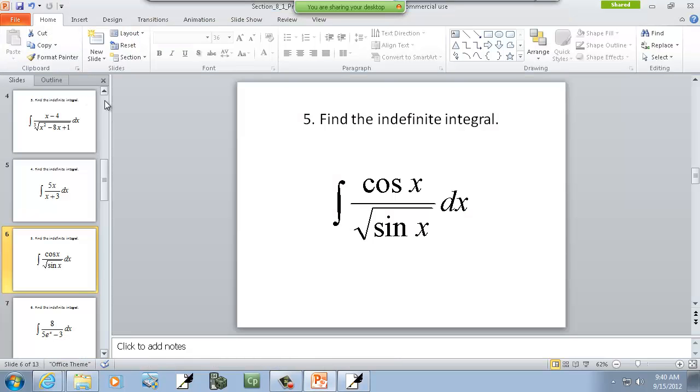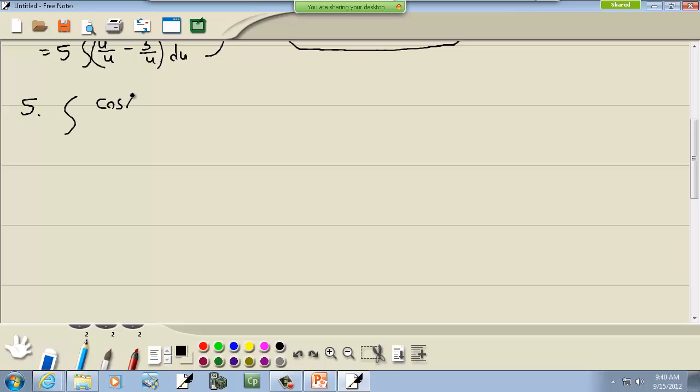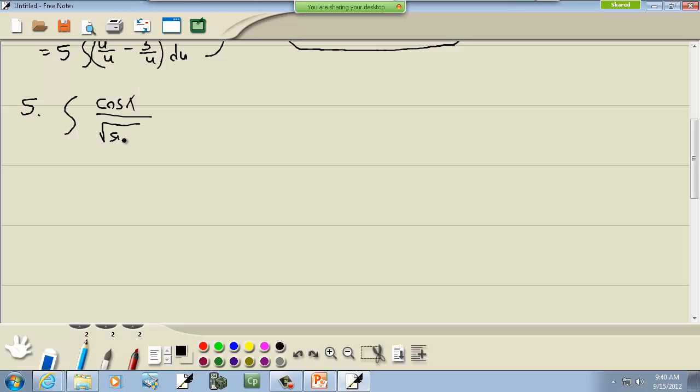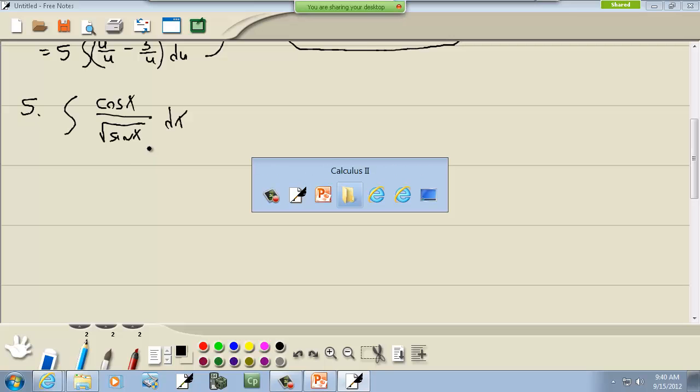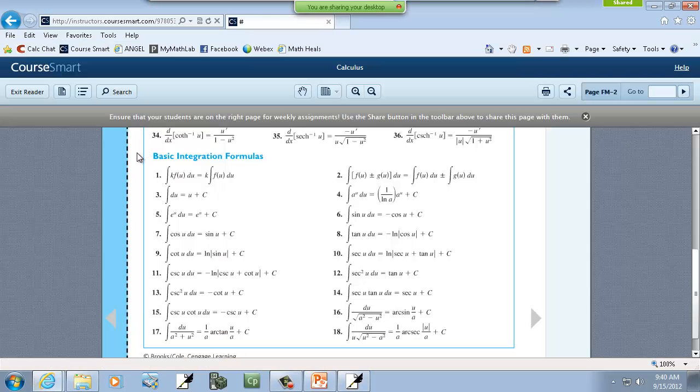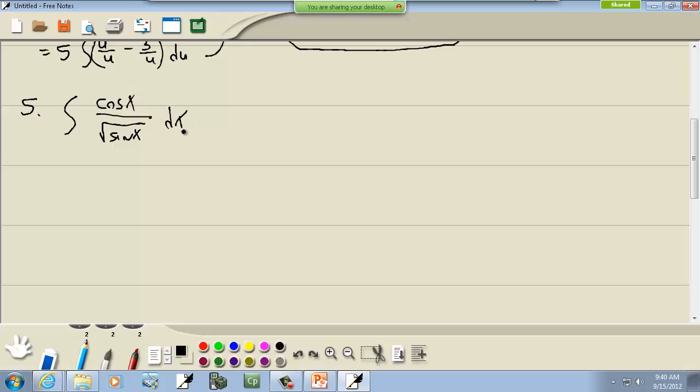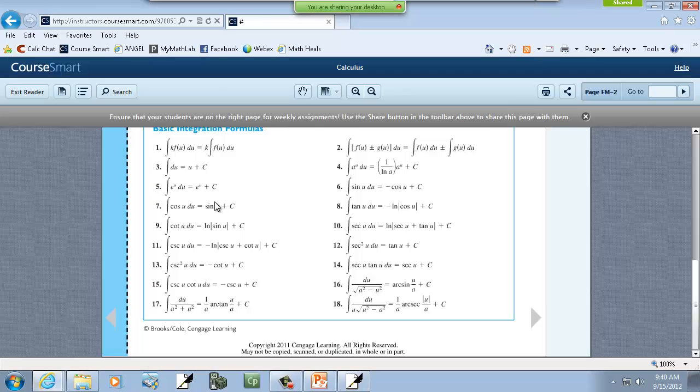Let's take a look at our fifth example. We got cosine x over square root of sine x dx. Okay, now I come over to my tables here. I started looking through my trig identities, and it doesn't look like there's anything that even looks close. You know, it's just like, how in the world did I work that?